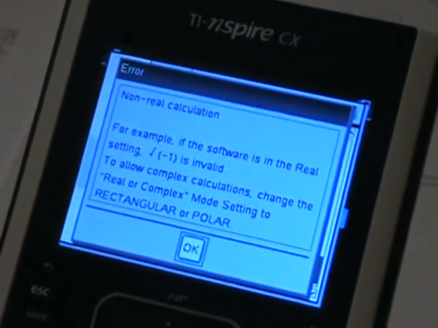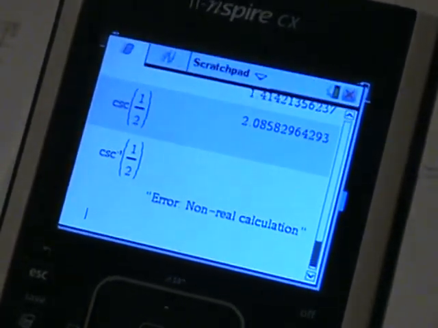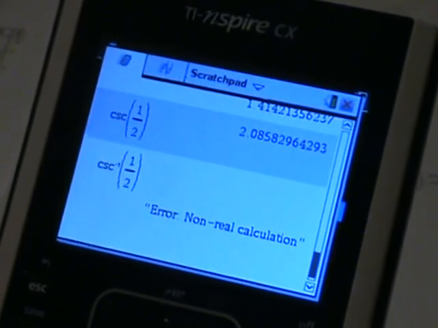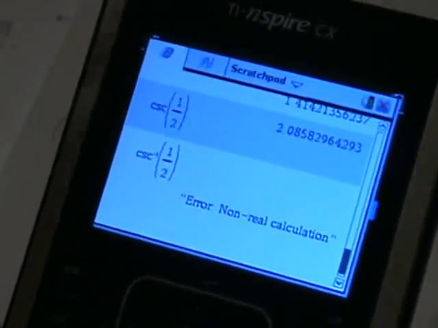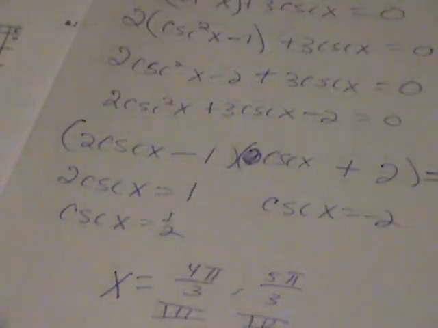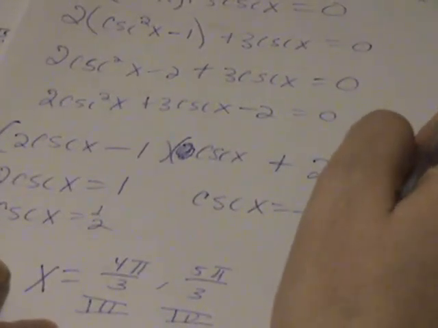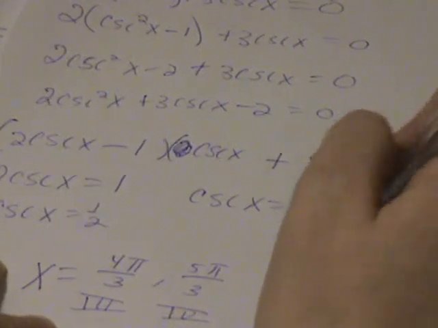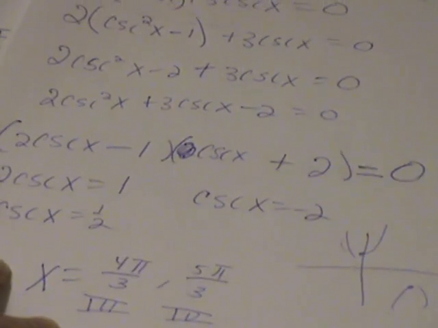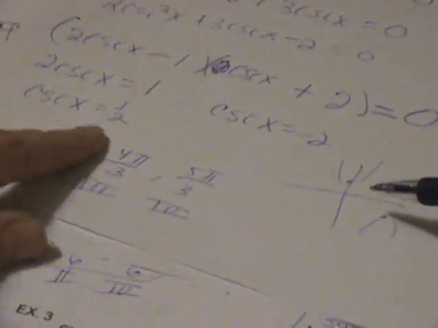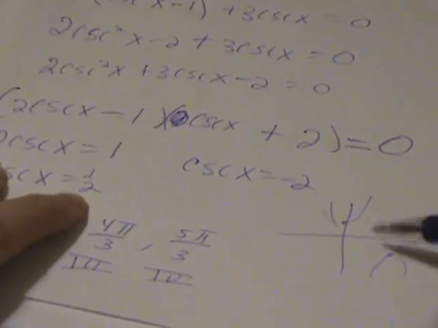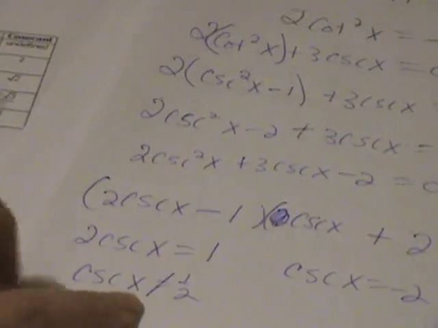Non-real calculation. My graphs for secant and cosecant had a gap. Those graphs didn't start until 1 and -1. Those graphs started at 1. Started over here at -1. There was nothing in between. 1/2 is falling in that dead space, that in-between space. So this just doesn't work.